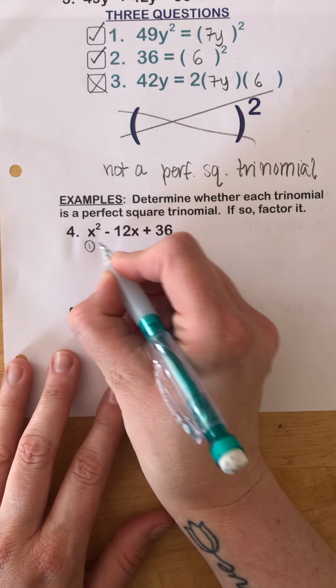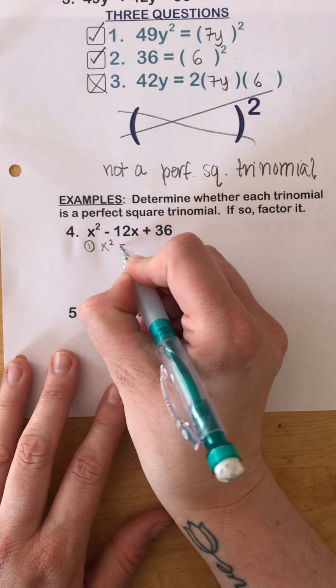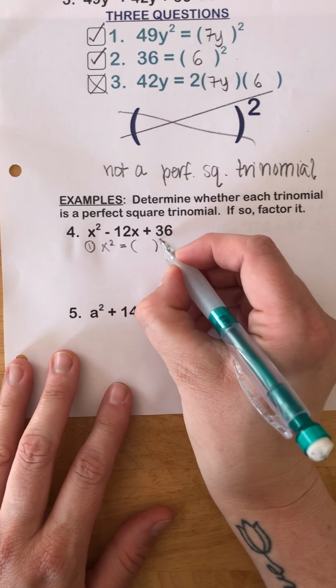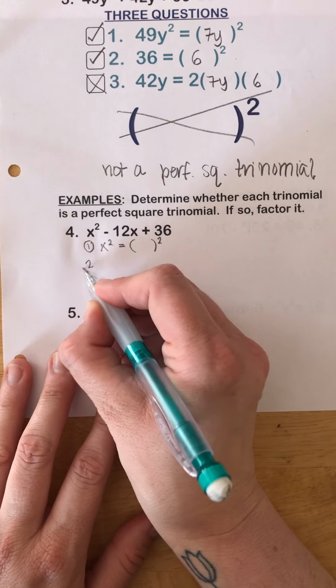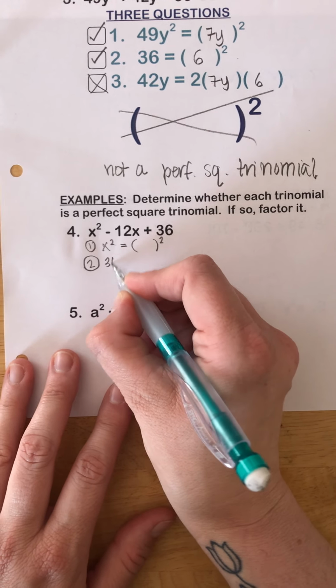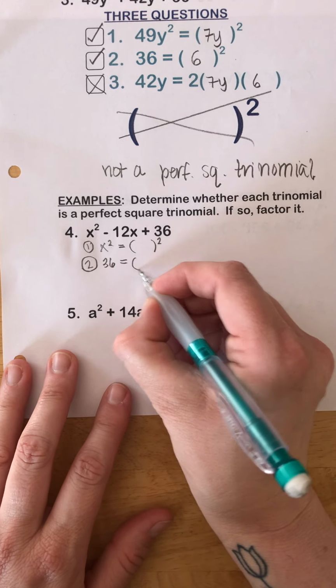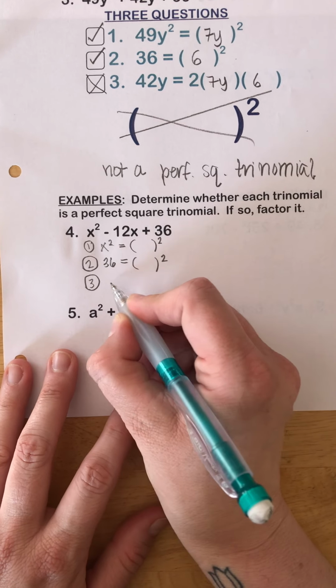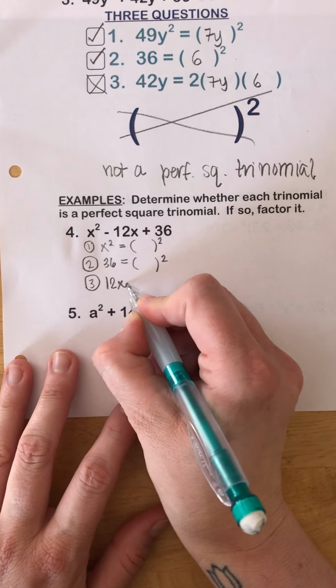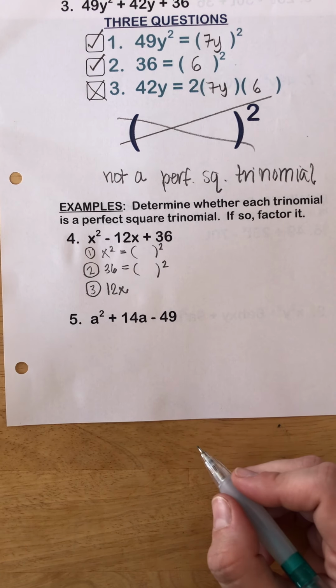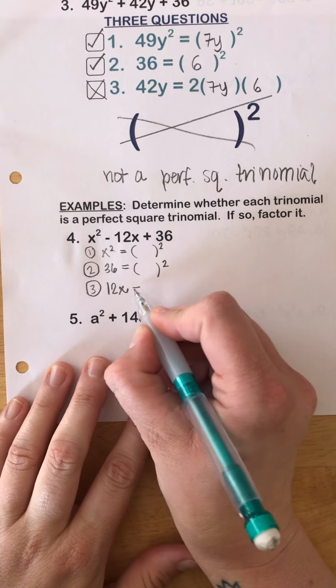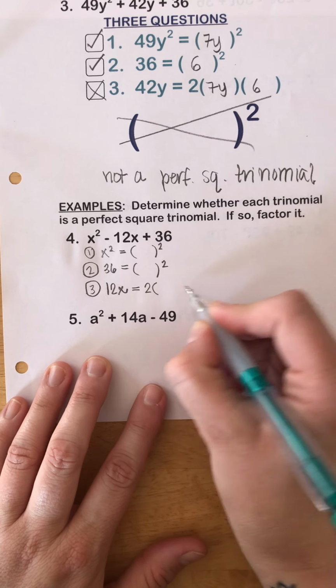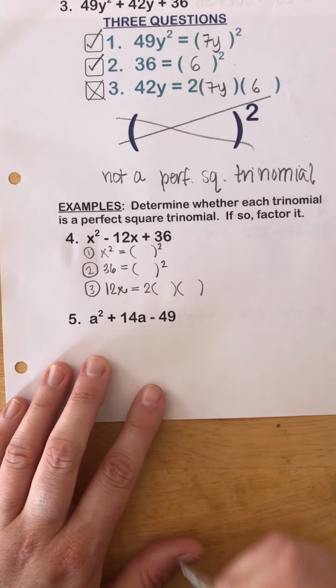So question 1, x squared would equal what squared? Question 2, 36, the last term would equal what squared? And question 3, the one in the middle. And remember, you're not paying attention to the sign right now. You're just looking at the number and the variable. Would it equal 2 times whatever answers you get from question 1 and question 2?